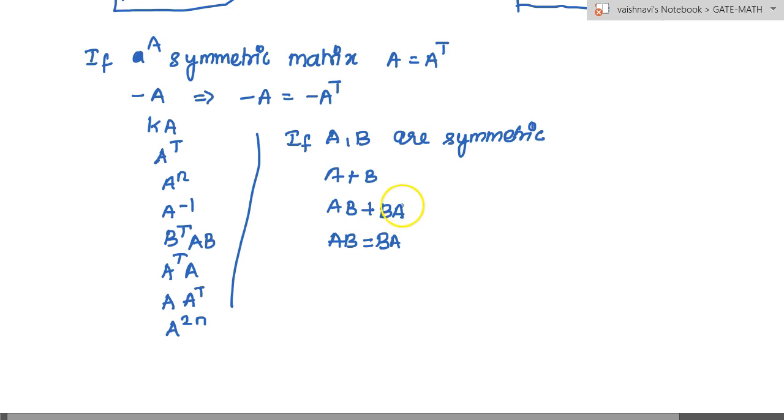How they will ask you is, the question will be like this: if A is a symmetric matrix, which of the following is also a symmetric matrix? Like this, they will ask a question. So these things are also symmetric.